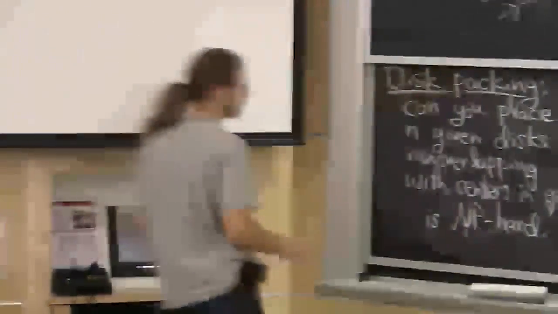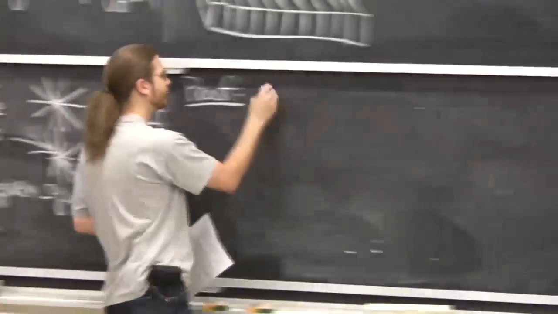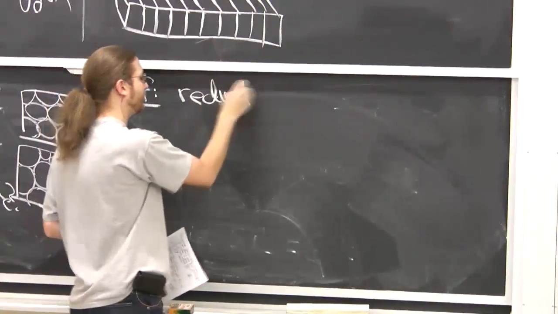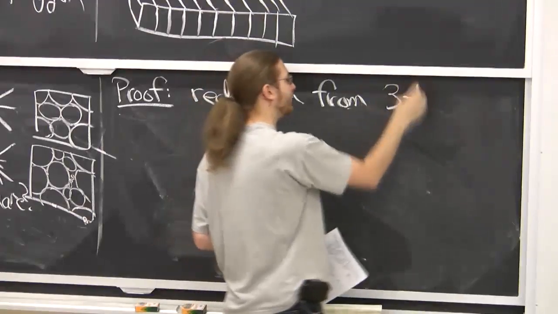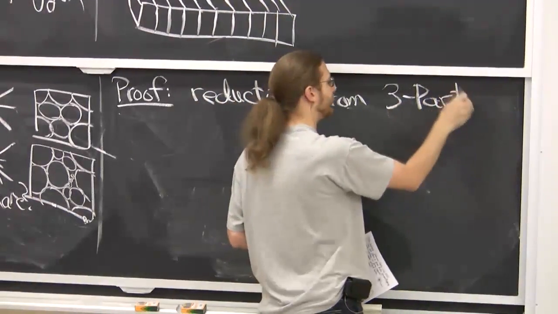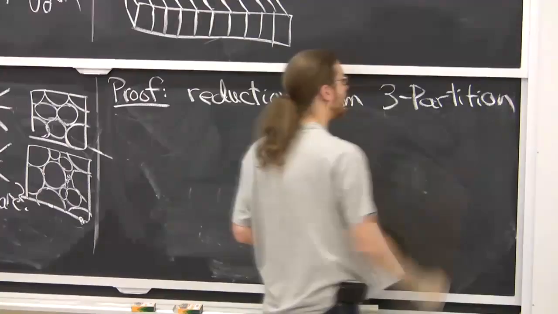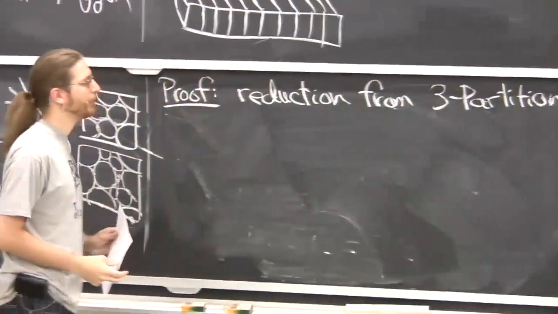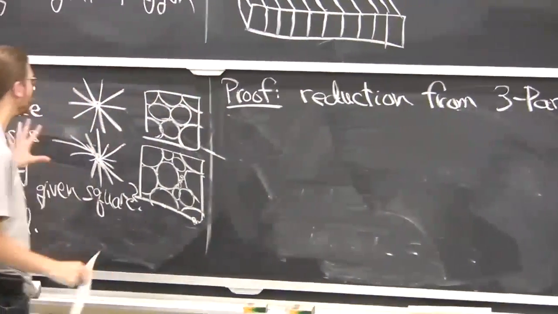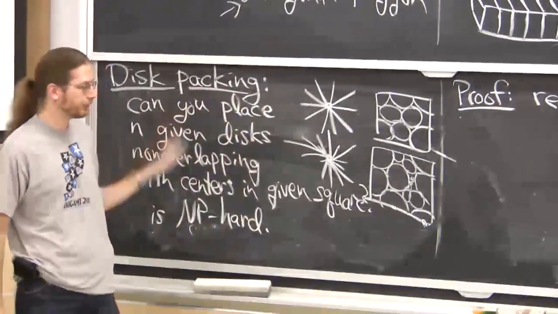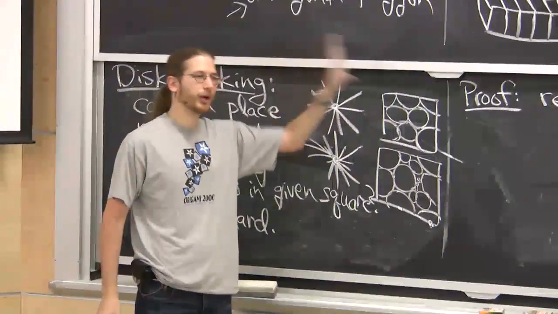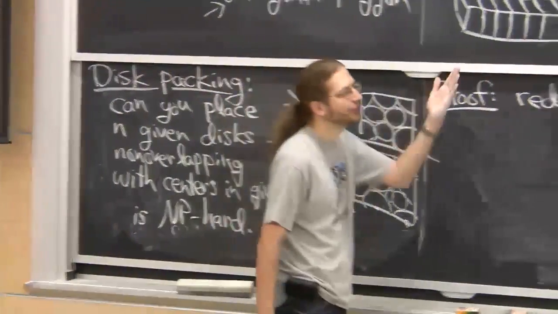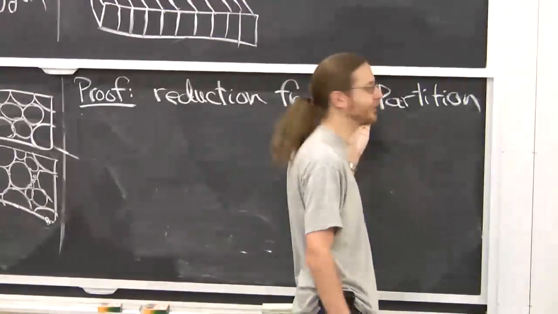And now I get to reduce from my favorite problem. Favorite NP-hard problem. It's my favorite partly because not many people know it, unless you've done NP-hardness proofs with me before. And it's very powerful. Whenever you have a problem that involves numbers, and this problem involves numbers, it's the radii of the disks, 3 partition is the problem you should know. Partition is all right, but 3 partition is like 50% better.